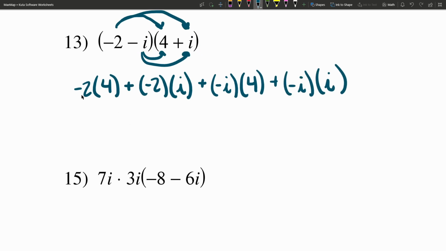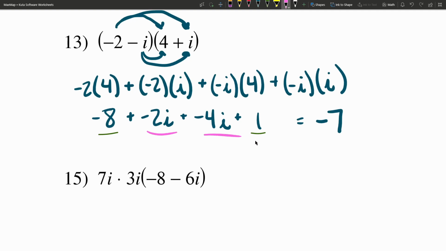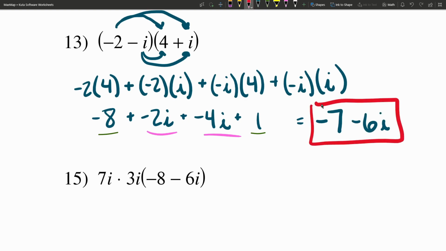So simplifying this down, negative 2 times 4 is a negative 8, and we're going to be adding that to a negative 2i, and adding that to a negative 4i, and then finally, negative i times i is negative 1 times i squared. And i squared is negative 1, so we're adding the opposite of negative 1, which is a positive 1. Continuing to simplify this, we can combine negative 8 with a positive 1 to give us a negative 7, and we can combine negative 2i with negative 4i, and that would result in a negative 6i. So we have negative 7 minus 6i as our solution for number 13.